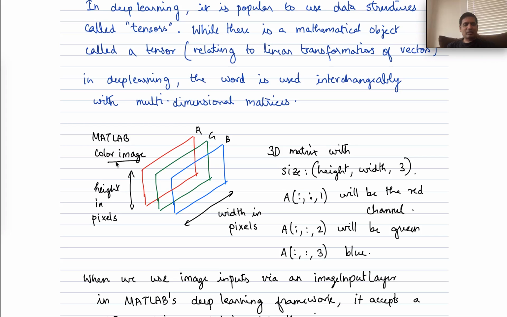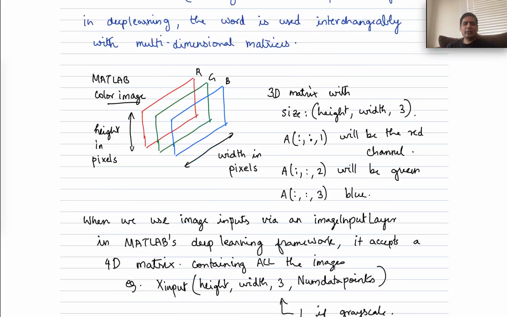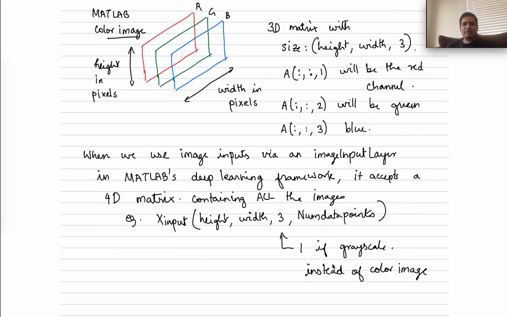Okay, so a MATLAB color image is actually a 3D matrix, like so, where it has three slices, three channels, and each of the channels has a height and then a width. So it's as if there are three 2D matrices stuck onto each other, each forming a slice of a 3D matrix, where A(:,:,1) will be the red channel, and so on. Okay, so this is something that I briefly talked about in a previous video.